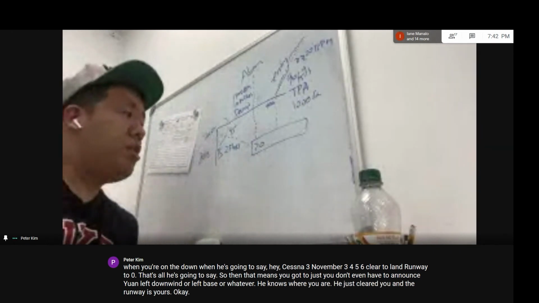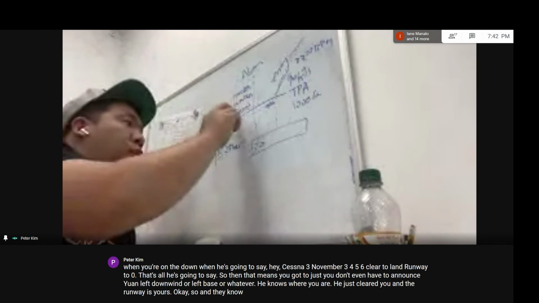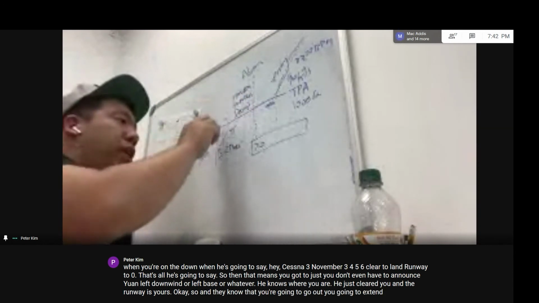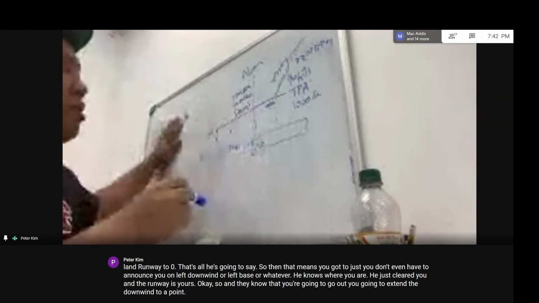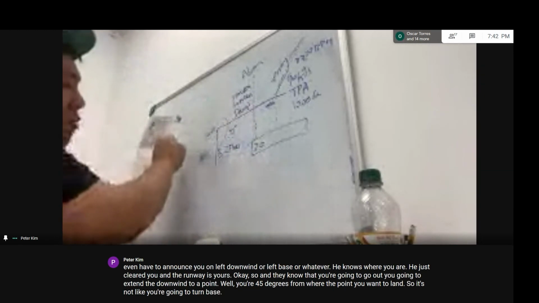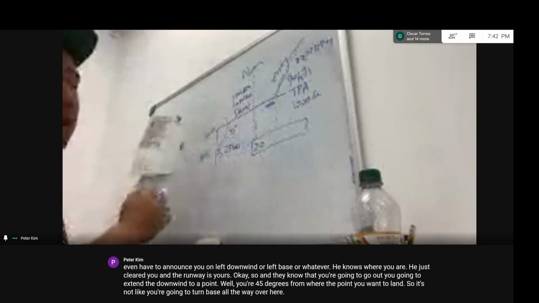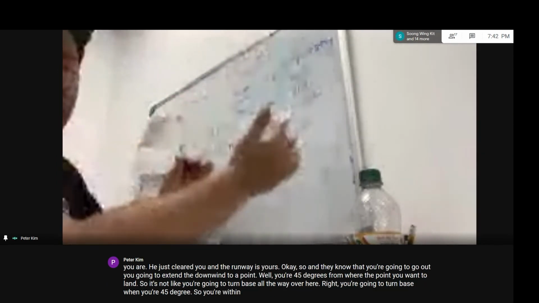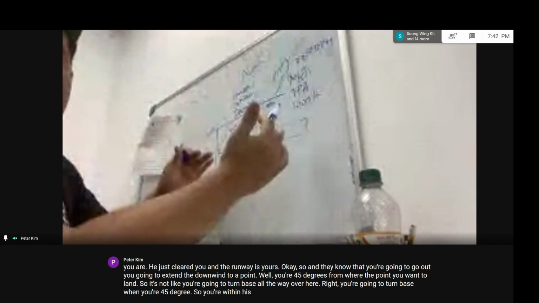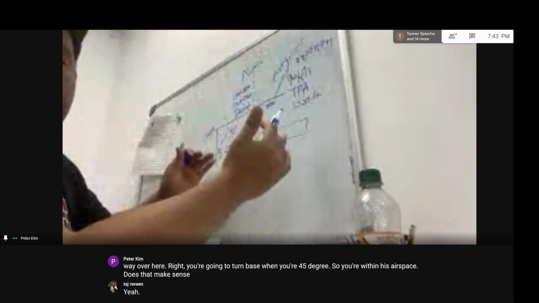Okay. And they know that you're going to extend the downwind to a point where you're 45 degrees from the point you want to land. So it's not like you're going to turn base all the way over here. You're going to turn base when you're 45 degrees, so you're within his airspace. Make sense, Taj?